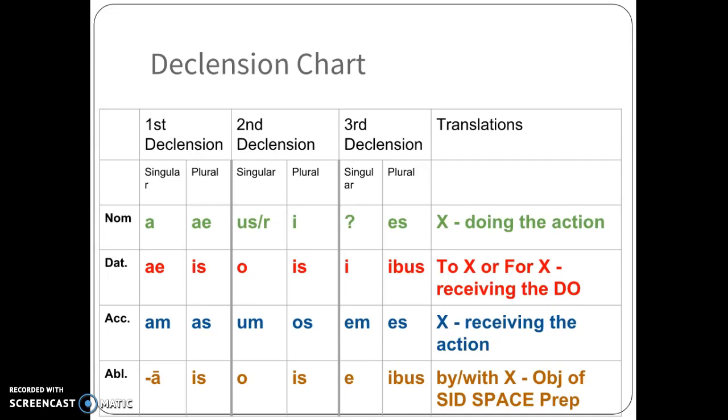Lastly, the third declension singulars are bla, e, m, e. And then the plurals are s, ibus, s, ibus. There's a little pattern there. You'll see down here at the bottom, the ablative is the new one, and that's kind of in the golden color.